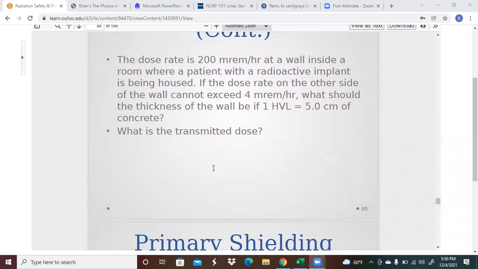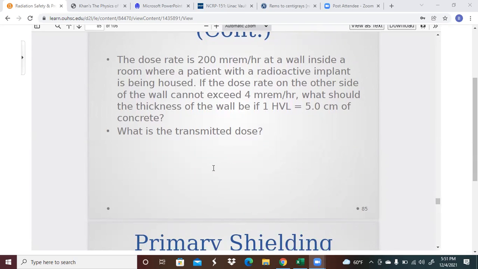So let's take a look at this problem. The dose rate is 200 millirem per hour at a wall inside a room where a patient with a radioactive implant is being housed. If the dose rate on the other side of the wall cannot exceed 4 millirem per hour, what should the thickness of the wall be if 1/2 value layer is equal to 5 cm of concrete?